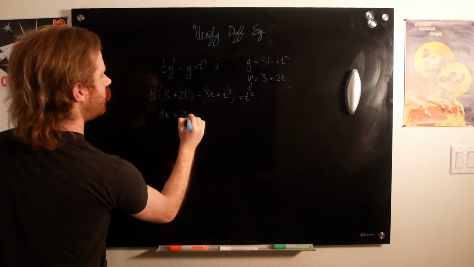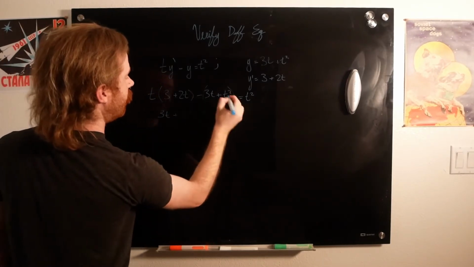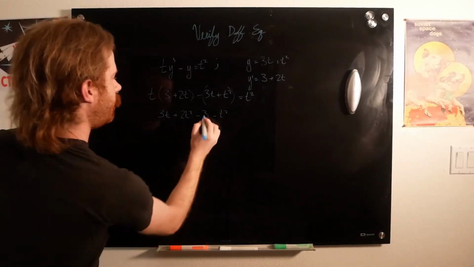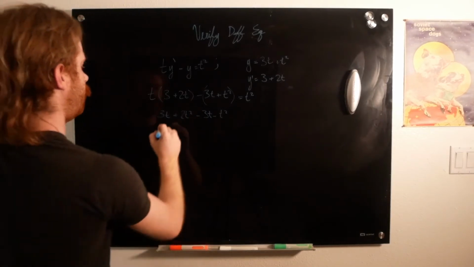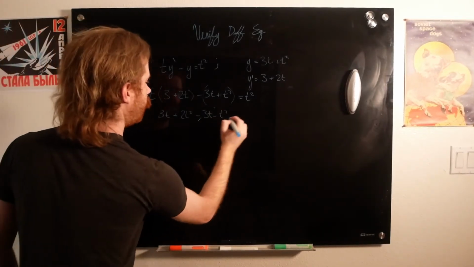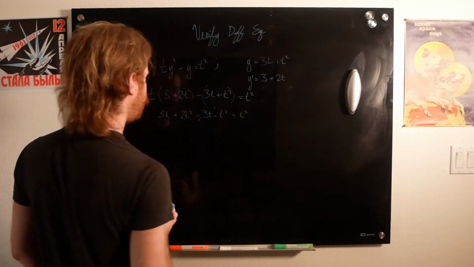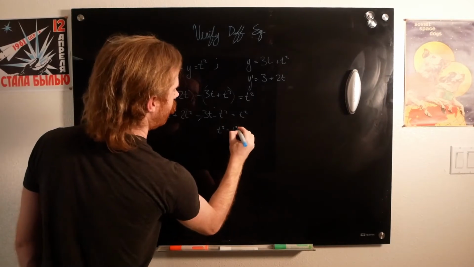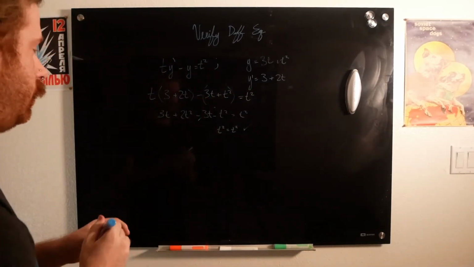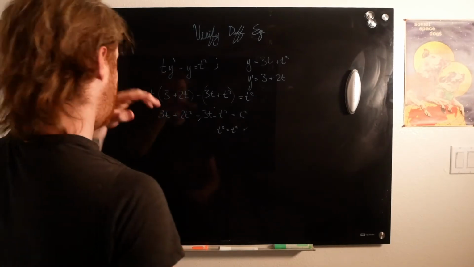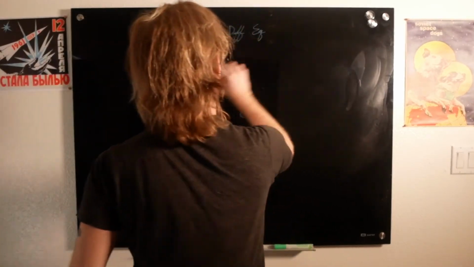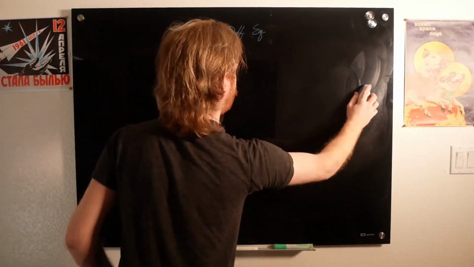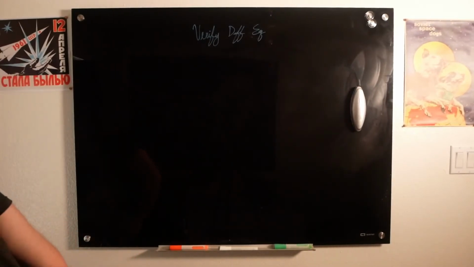3t plus 2t squared minus 3t minus t squared, right? So now the 3t's cancel out, and we're left with 2t squared minus t squared. So that is t squared equals t squared. So this is a solution to this differential equation. So I'm going to do one more. This next one is going to be a little trickier because I think it involves a product rule.